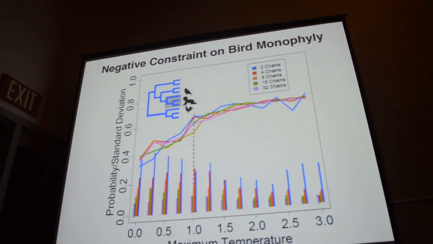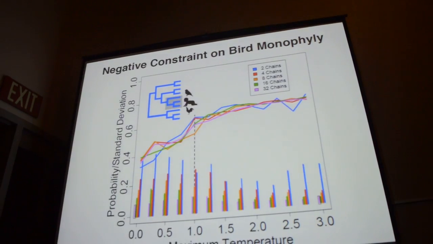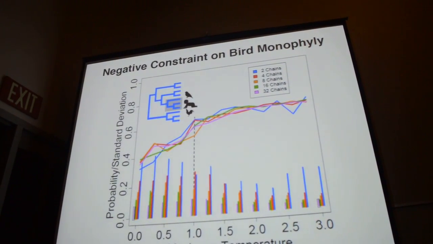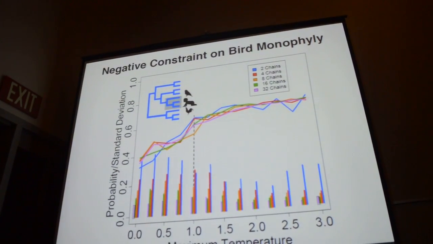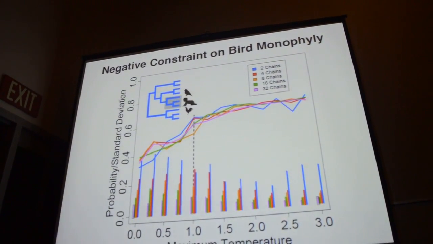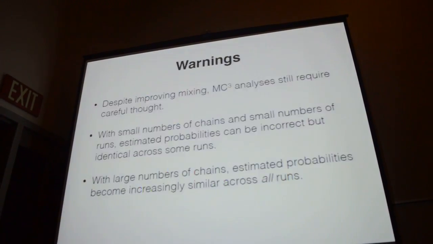And we saw exactly the same pattern that we saw in our toy example in terms of the number of chains. So as we increase the number of chains, we start to decrease the standard deviation across independent runs. Independent runs start to look more and more similar.